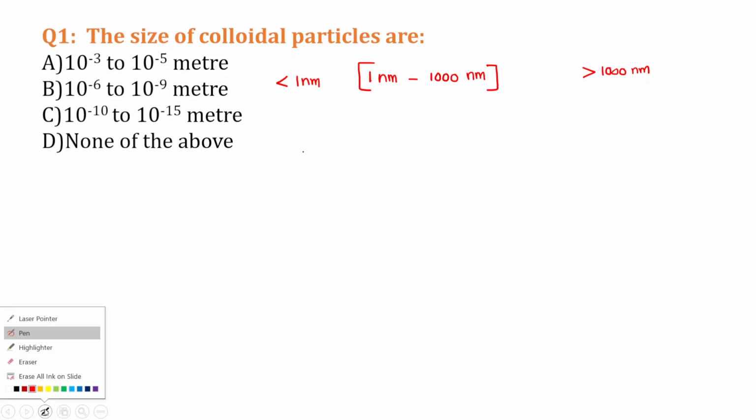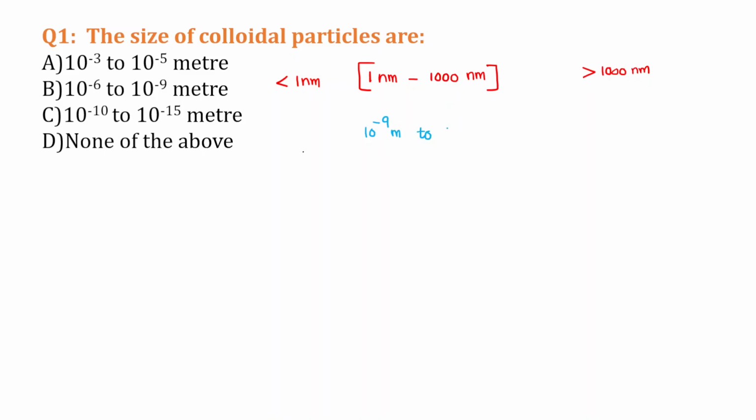So we can conclude the particle size as 1 nanometer, that means 10 power minus 9 meter, to 1000 nanometer, which can be written as 10 power 3 nanometer, expressed as 10 power minus 6 meter. So the size of the colloidal particles is going to range from 10 power minus 9 to 10 power minus 6 meter. The correct option that matches here is option B.